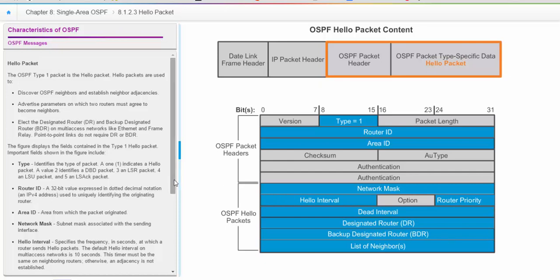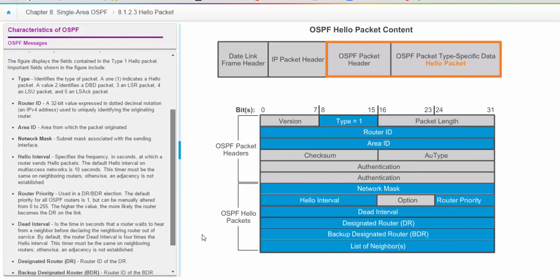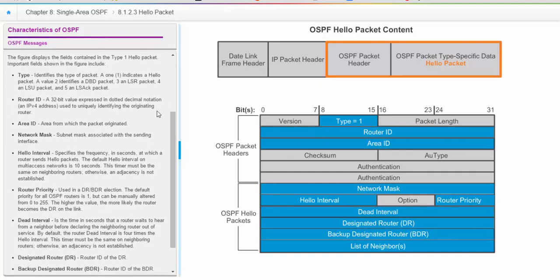Here is an example of a type 1 hello packet with some of the important fields shown. You have the type, which identifies the type of the packet as a 1. That is right here. It's a hello packet. You have your router ID. You have your area ID. Then you have your network mask, and that's the subnet mask associated with the sending interface.